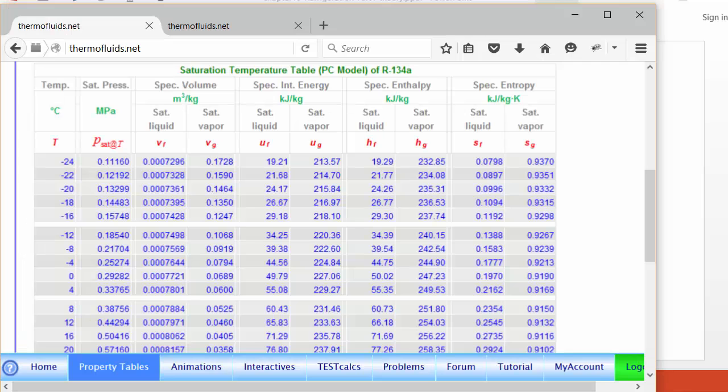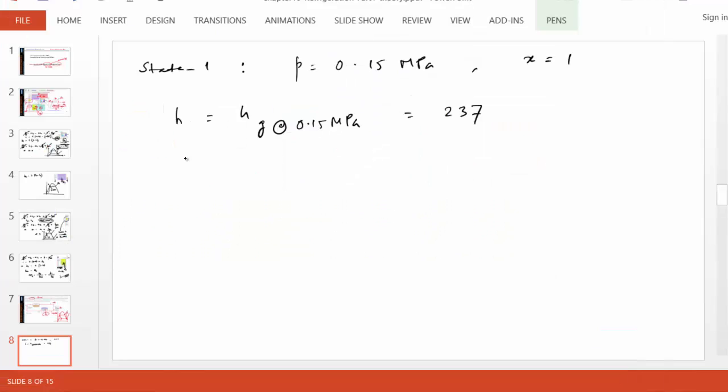And we might need entropy also. So at 0.15 MPa, entropy is somewhere between these two. How about 0.93? Pretty approximate, eyeballing. So entropy is 0.93.